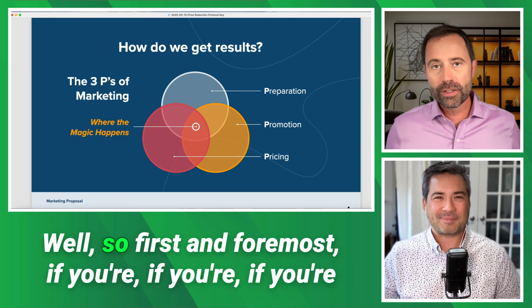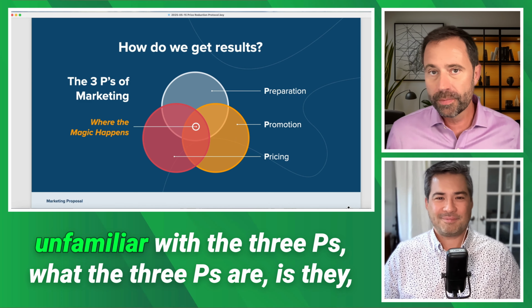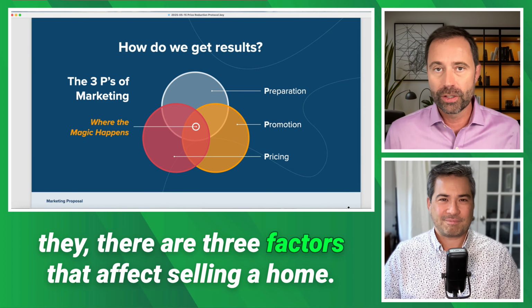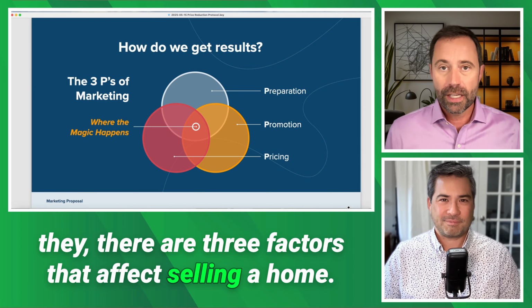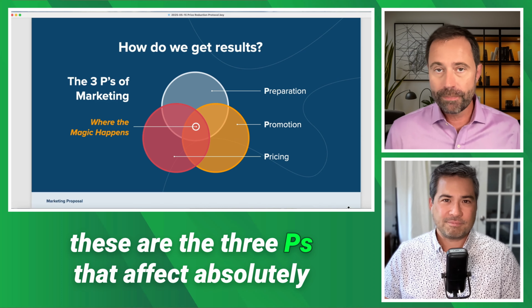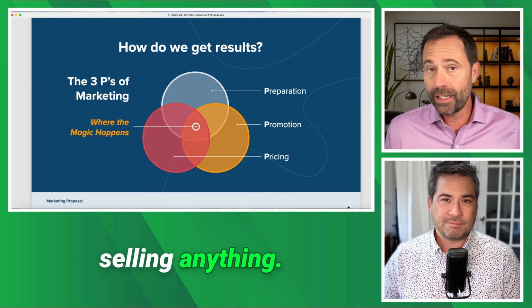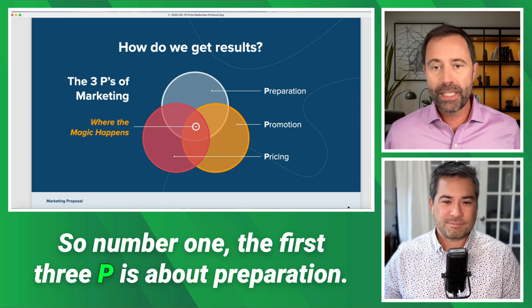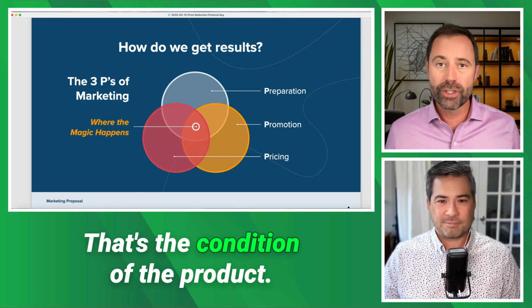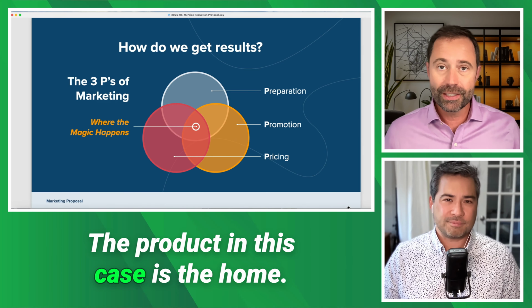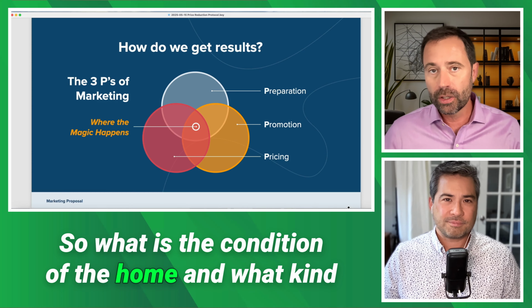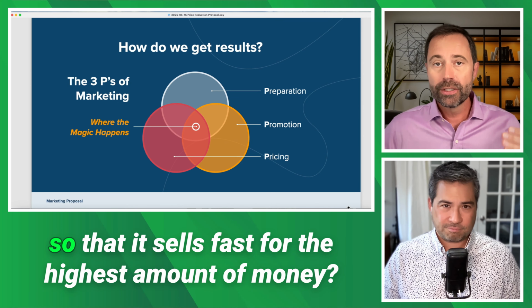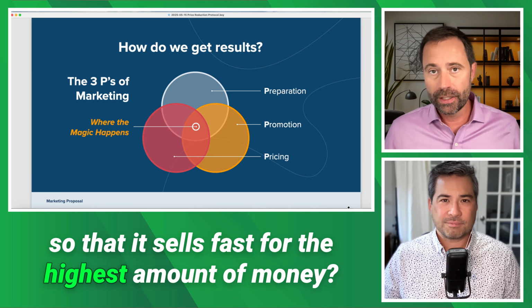Sure. Well, first and foremost, if you're unfamiliar with the 3Ps, they're three factors that affect selling a home. And these are the 3Ps that affect absolutely selling anything. It's not just about a house, it's about selling anything. So, number one, the first P is preparation. That's the condition of the product. The product in this case is the home. So, what is the condition of the home and what kind of preparation needs to happen to prepare the home so that it sells fast for the highest amount of money?